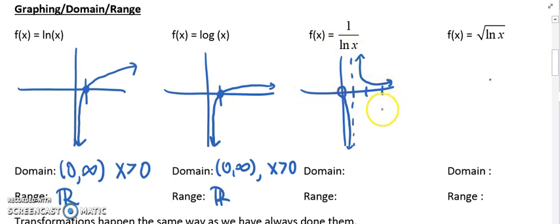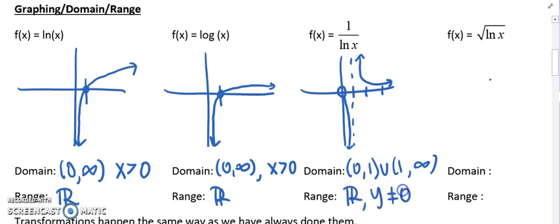Let's look at the domain. This one's a little goofier, right? So I'm going to use interval notation. It starts at 0, but it doesn't include it. And it goes to 1, but it never actually reaches it, and then it goes right forever to infinity. So your domain would be that. It's 2 little pieces. And the range, you're looking up and down. Well, if you notice here, the one thing that y cannot be is 0. So it's all the reals, but y cannot be 0.